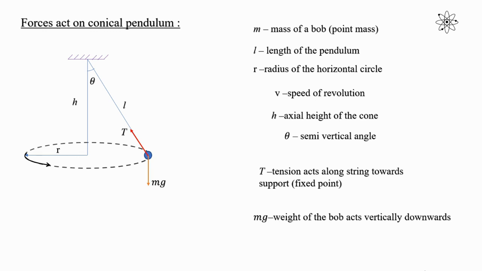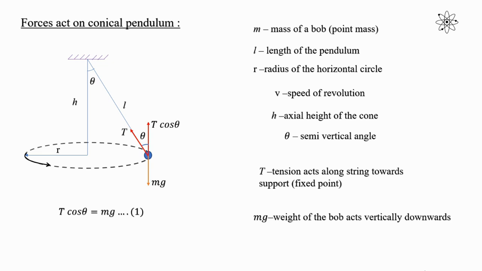Now let's resolve the tension T. This is the vertical component of the tension. As you can see in the diagram, students, the vertical component of the tension and the height of the cone are parallel to each other. The length of the pendulum is the intersecting line of these two parallel lines, so the angle between T, the tension, and its vertical component is theta. This vertical component is T cos theta, and it balances the weight of the bob.